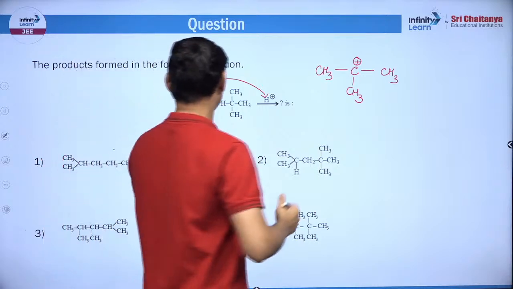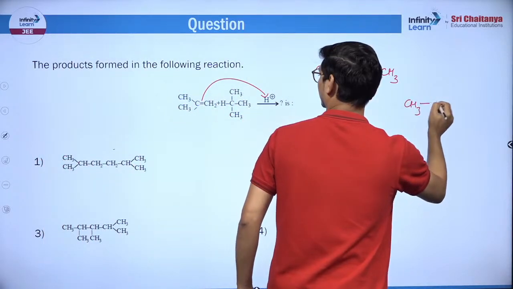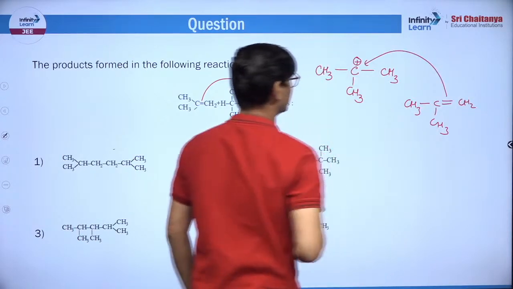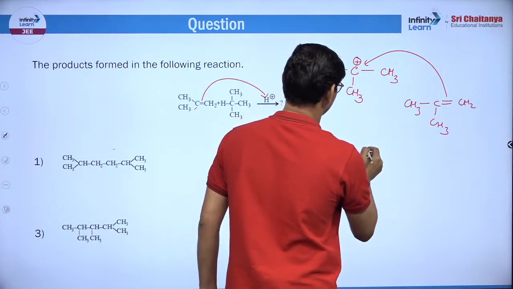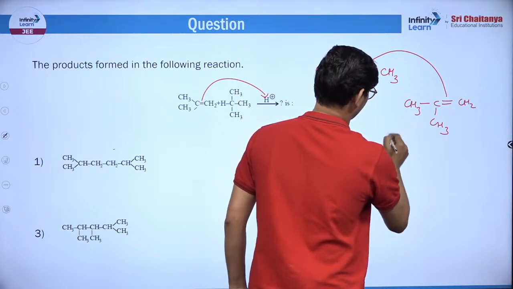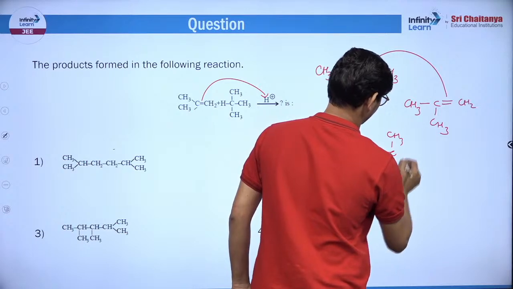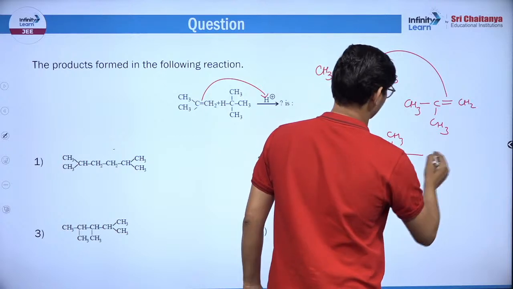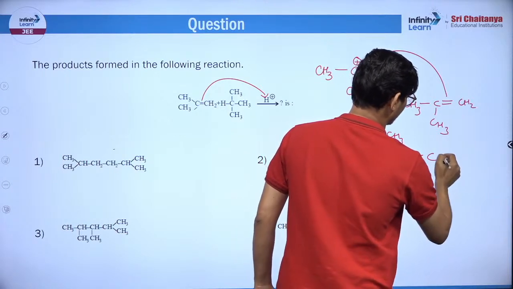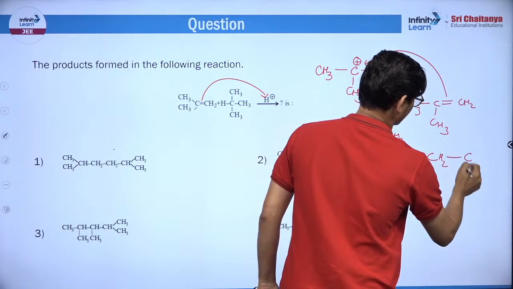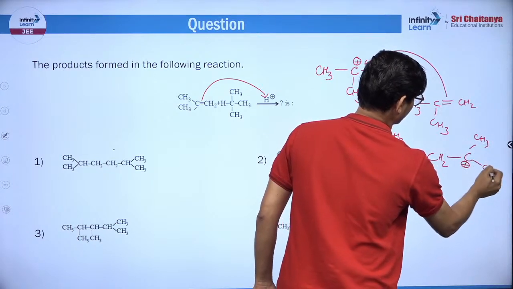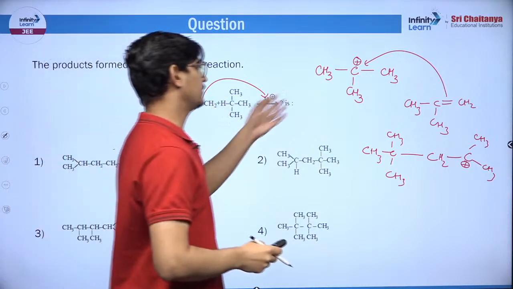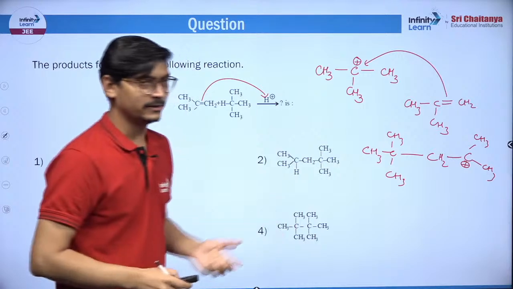Now it will attack another isobutene. This electron pair will be shared with this. Alright, then what we will have here is, again a carbocation. So always remember, whenever an alkene reacts with H plus, it results in the formation of a carbocation, which further attacks another alkene to form another carbocation.